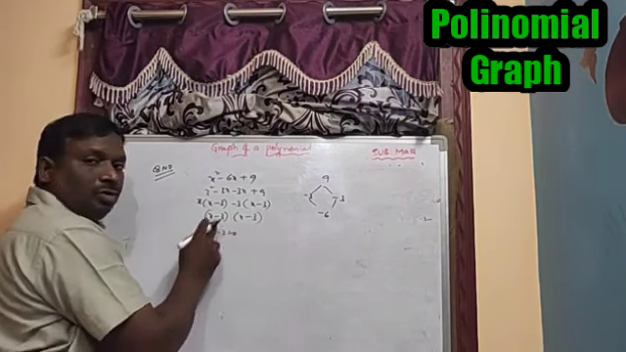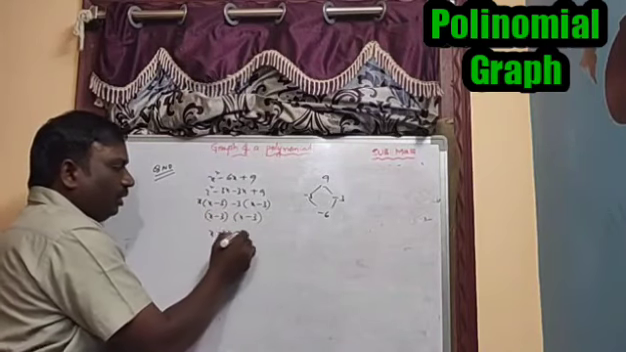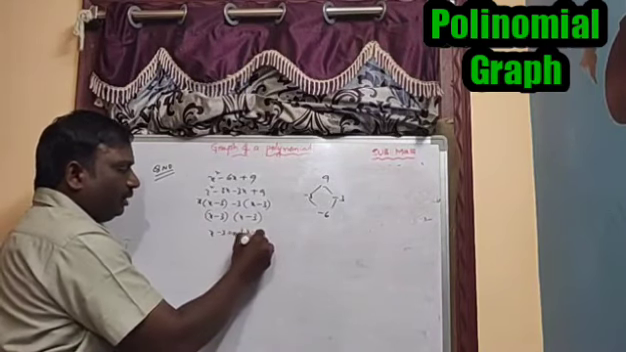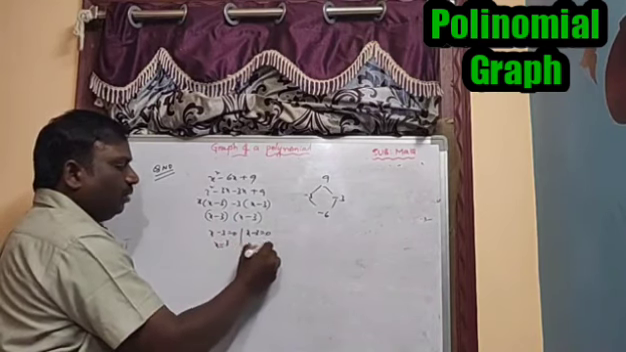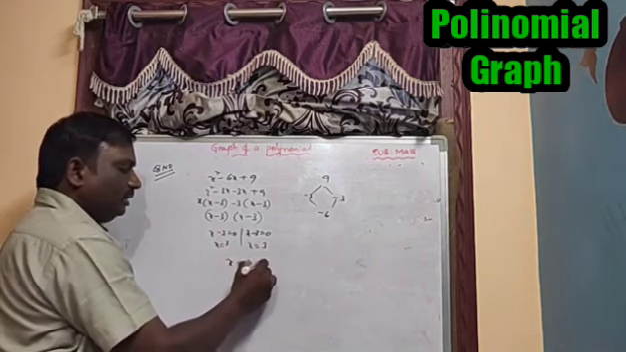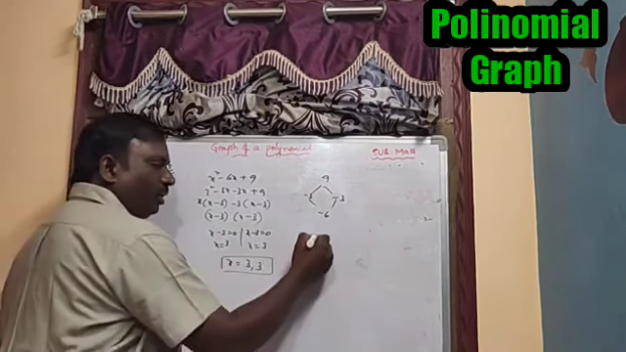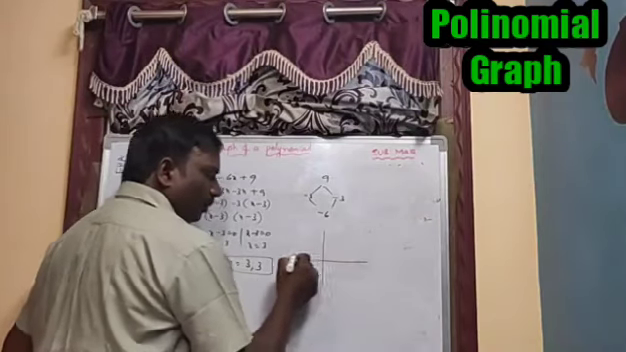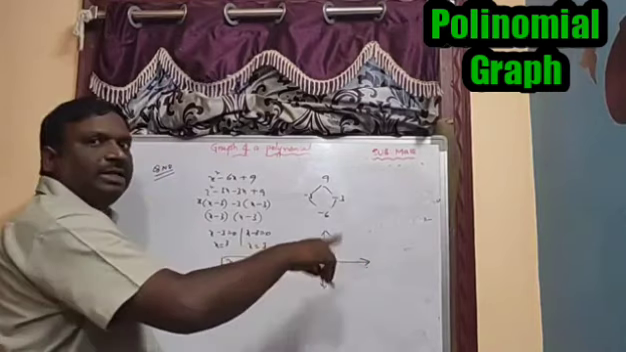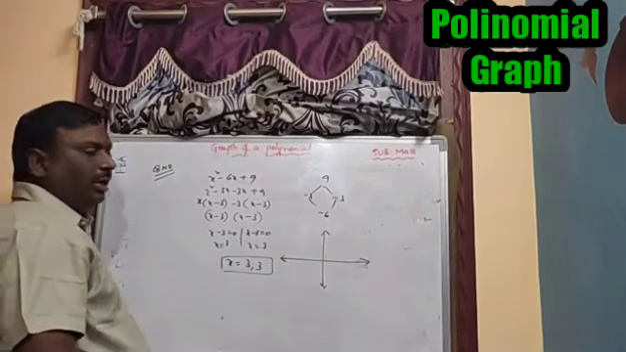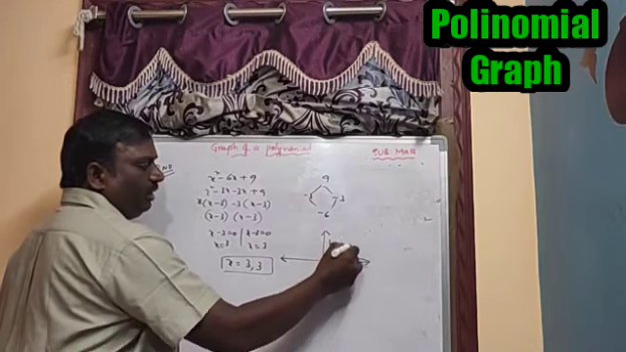To find the zeros, we need to make the polynomial equal to 0. So x minus 3 equals 0, and x minus 3 also equals 0. x minus 3 equals 0 means x equals 3. Here also x equals 3. This is the second case: two zeros are equal. If you draw the graph for that polynomial, definitely the graph will touch the x-axis. If equal zeros are there, the graph touches the x-axis at the point 3.